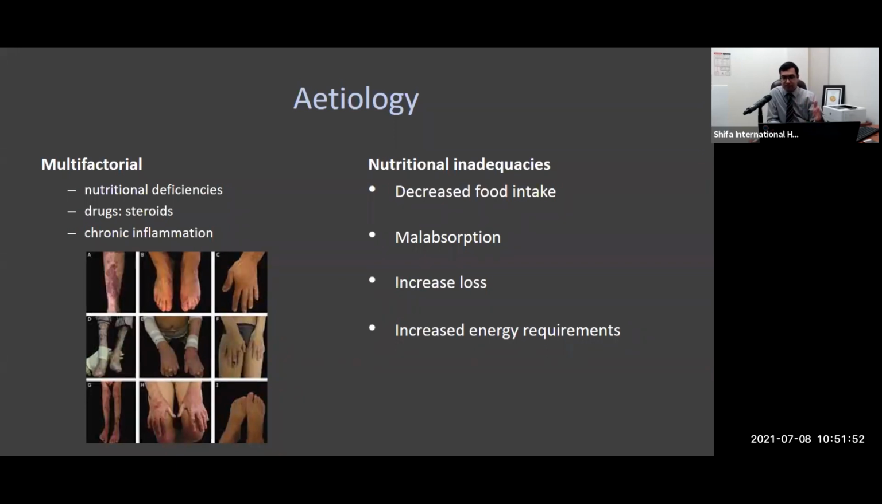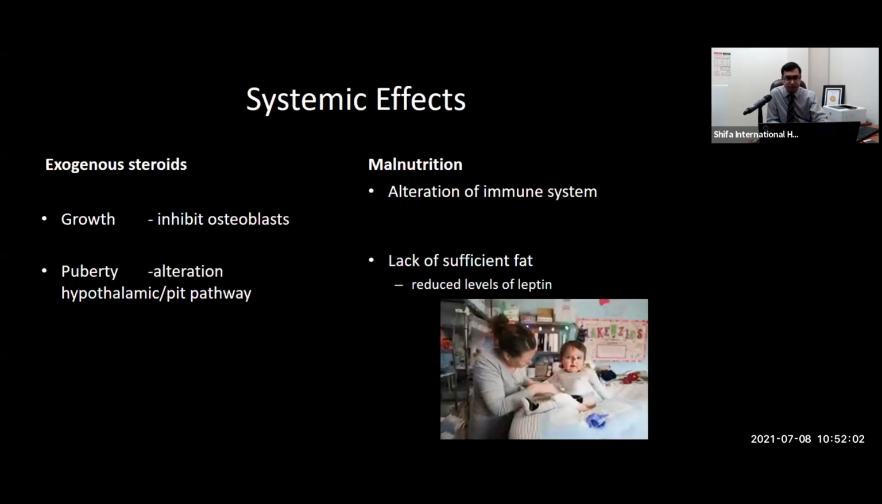They don't engage in feeding as other kids do. Malabsorption, increased losses because of the skin, and increased energy requirement because the skin is always working. So exogenous steroids do inhibit osteoblasts, and there are pubertal issues, malnutrition, effects on the immune system, and insufficient fat, which is lacking in this.